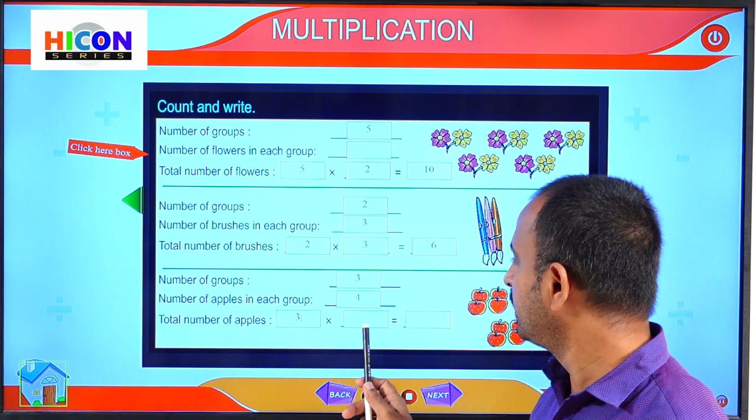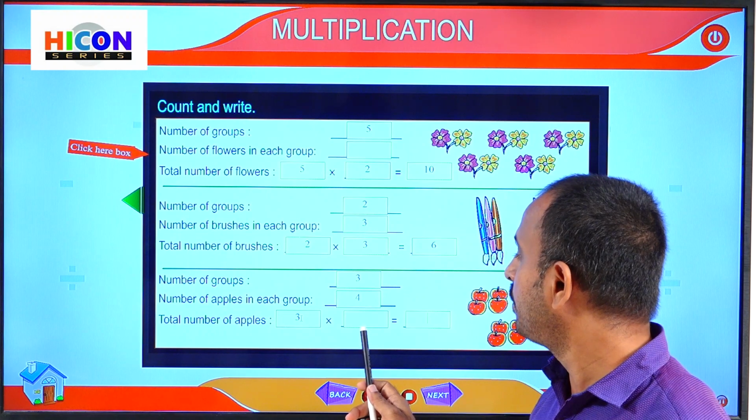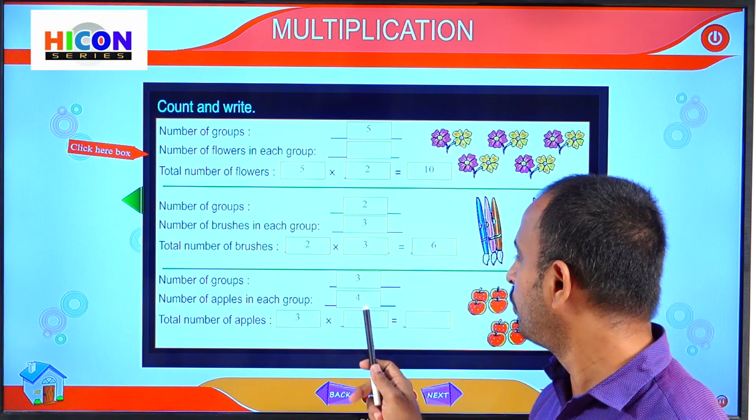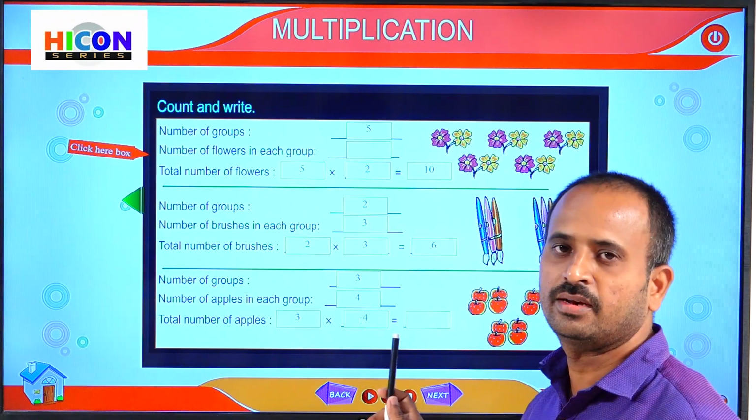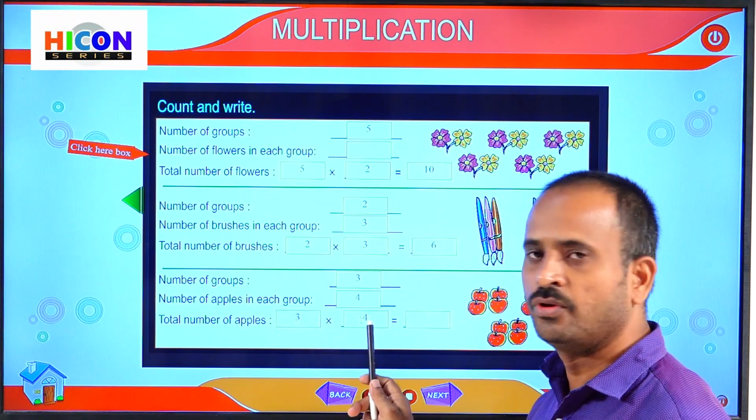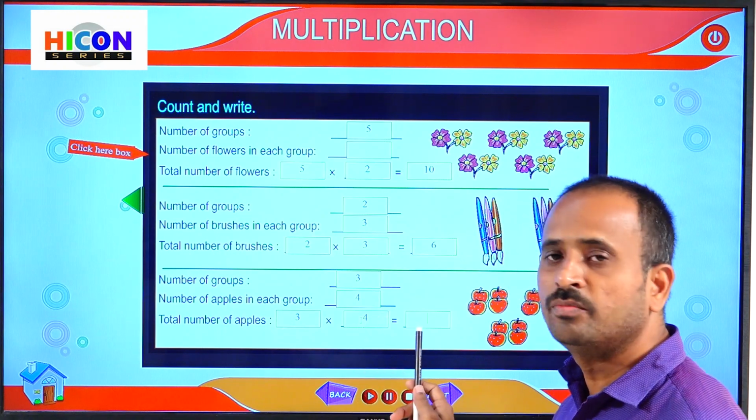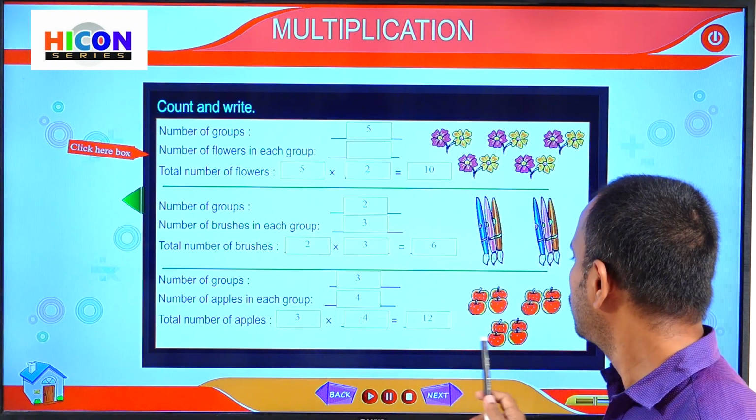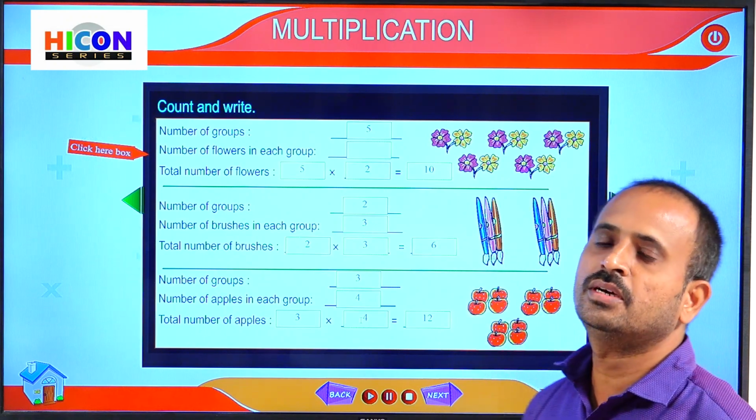And what do we have to write in the second box? We have to write the number of apples in each group. How many apples are there in each group? 4 apples. So write 4 here. That is 3 into 4. 3 4s are, children, how much? Yes, 12. So 3 4s are 12. So in total there are 12 apples.